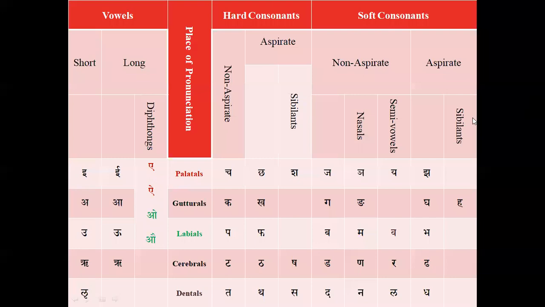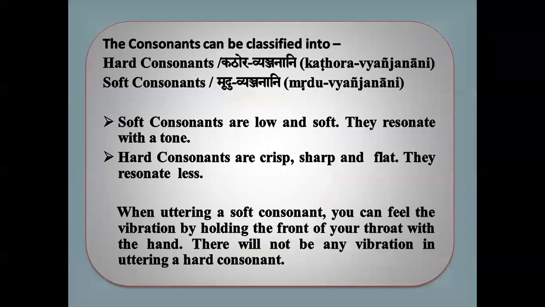Yes. Okay. And I have not taught you what hard consonants and soft consonants are. That we will see now. All the 33 consonants are classified into hard consonants and soft consonants. Hard consonants in Saṃskṛtam are called kathora vyanjanani. You see how I pronounce kathora. Tha is mahaprana. Kathora vyanjanani. And soft consonants are called mridu vyanjanani.